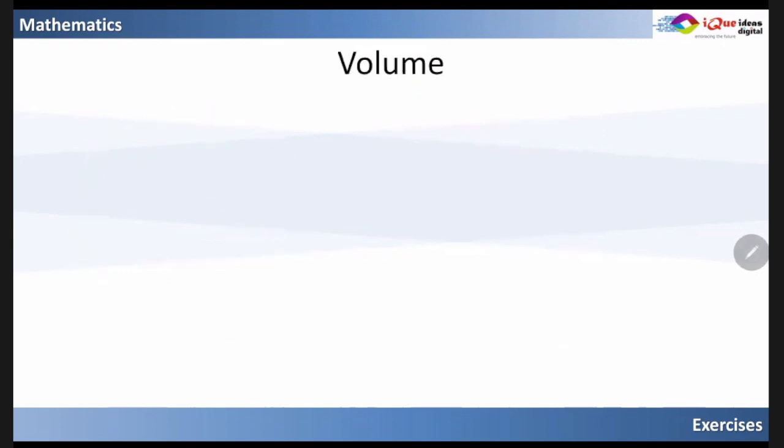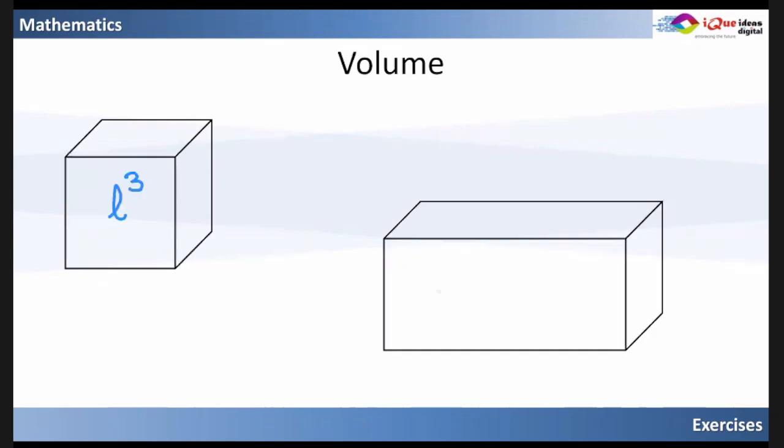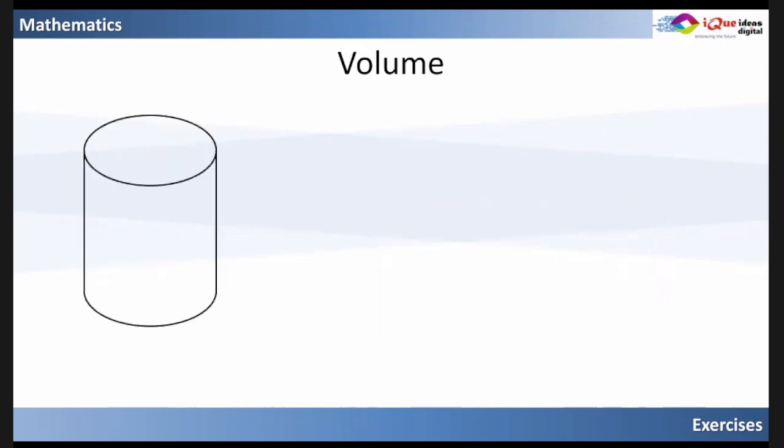Now volume of the same figures. So for a cube, L cube, because all three sides are same, so volume of a cube is L cube. For a cuboid, length into breadth into height, LBH, will give me the volume. Then for a cylinder with radius r and height h, pi r square h will give me the volume of a cylinder.